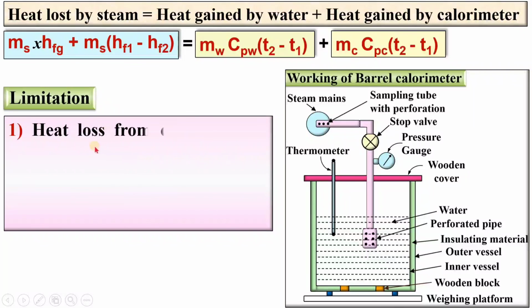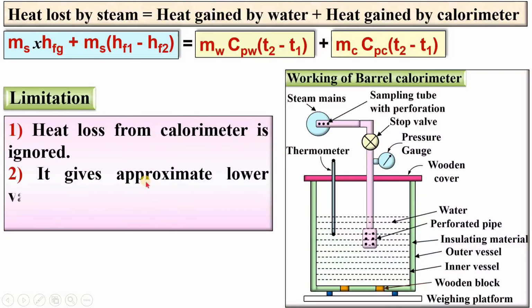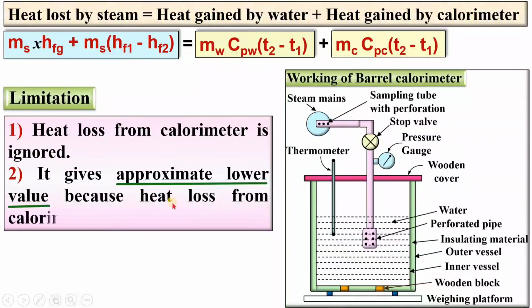Now the limitation of the barrel calorimeter. First, heat loss from the calorimeter is ignored, because some amount of heat is always lost, and that is not considered in this equation. So it gives an approximate lower value because heat loss from the calorimeter is ignored.